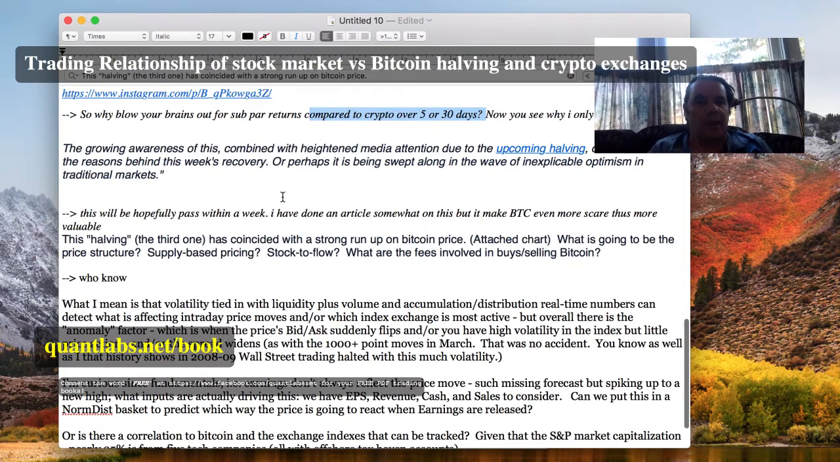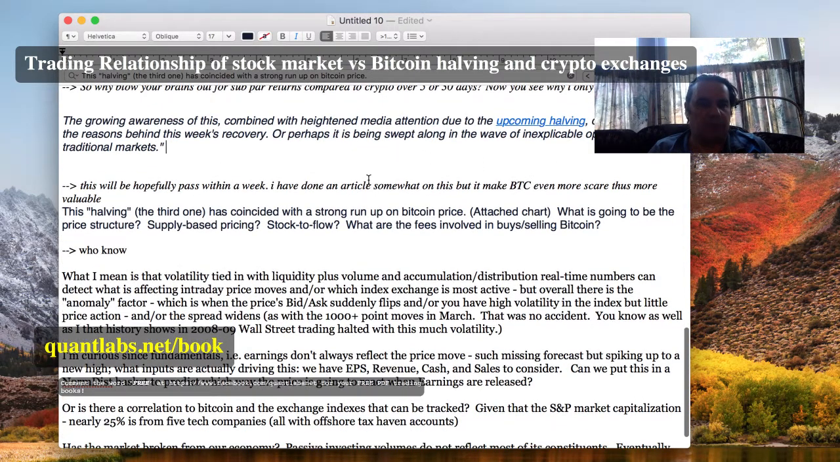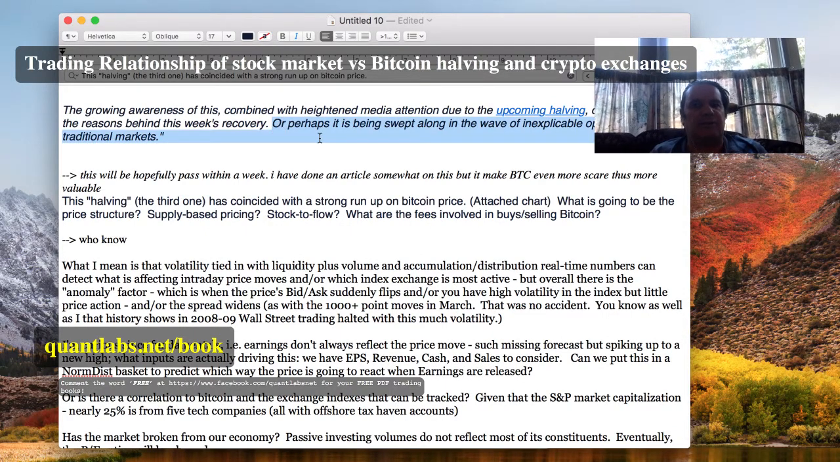There you go. The only awareness of this combined heightened media attention due to the upcoming halving could be one of the reasons behind this week's recovery. That's true. Or perhaps it is being swept along the wave of inexplicable optimism in traditional markets. That's possible too. Again, we don't have that knowledge.